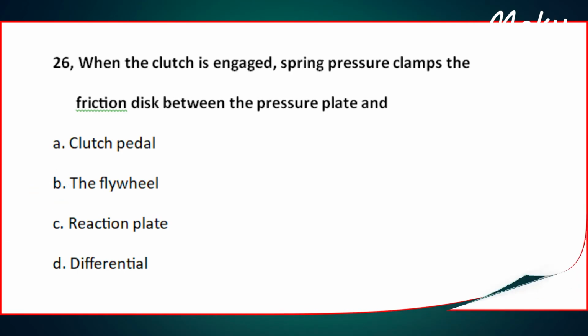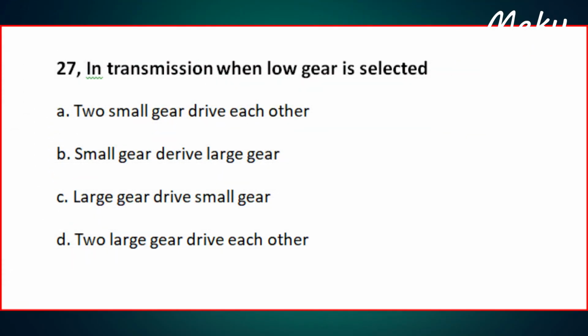27. In transmission when low gear is selected. A. Two small gears drive each other. B. Small gear drives large gear. C. Large gear drives small gear. D. Two large gears drive each other.